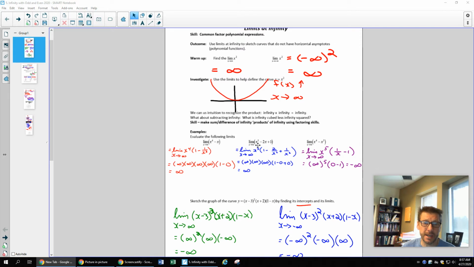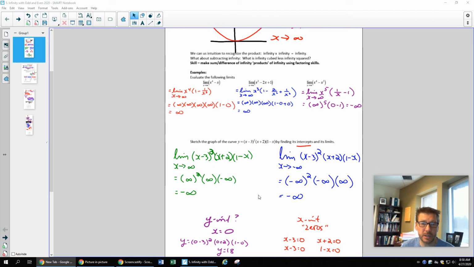Similarly, when you have x cubed, you pull the x cubed out. x is infinity, infinity, infinity. The 1 stays as it is. 2 over infinity, 1 over infinity, right? So that's the algebra: factor out, substitute, and then evaluate. Here, when you pulled out x to the 5th, now you have 1 over x minus 1. Infinity to the 5th is infinity. 0 minus 1 is minus 1. So as the x value gets larger here, your function is going to drop off to negative infinity.